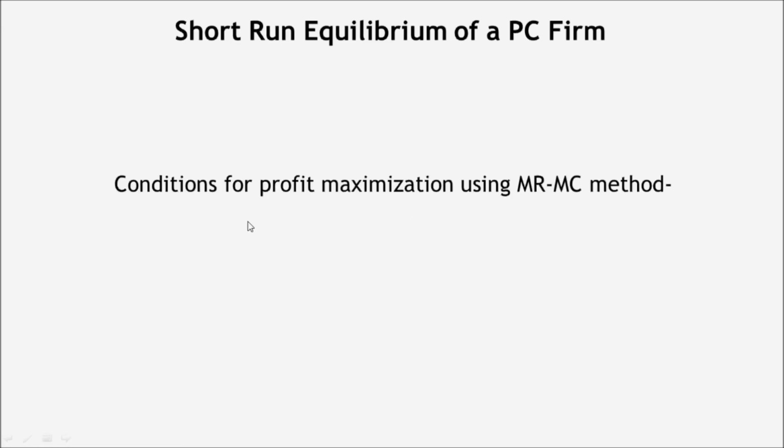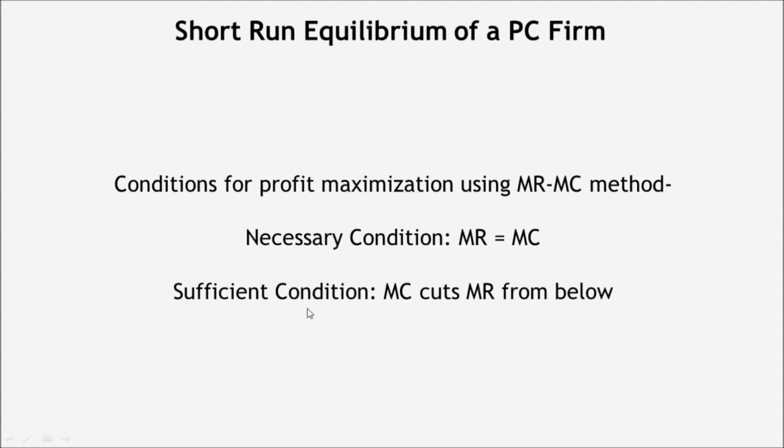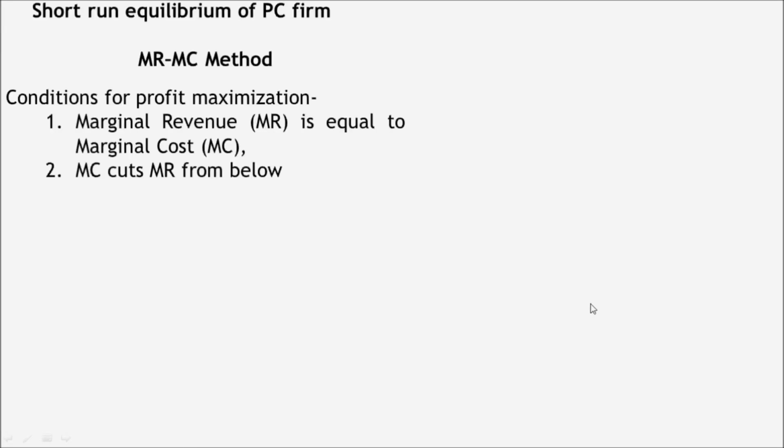Those who are not familiar with this algebraic treatment need not be scared. Just keep in mind that there are two conditions to maximize profit using the marginal revenue and marginal cost method. The necessary condition is the equality between marginal revenue and marginal cost. And the sufficient condition is that with the rise in output, the marginal cost curve cuts the marginal revenue curve from below. Let us now turn to the graph. As we have learned, the necessary condition is that marginal revenue needs to be equal to marginal cost. And according to the sufficient condition, with the rise in output, the marginal cost curve cuts the marginal revenue curve from below.